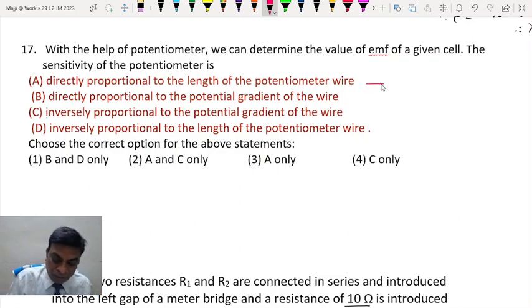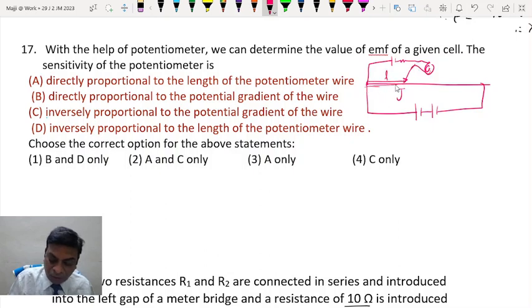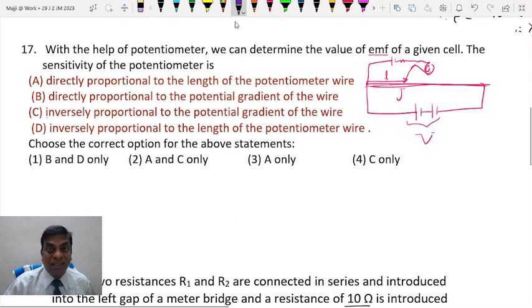So here, in a potentiometer, as you know, we go on touching the jockey at different points of the potentiometer wire, and whatever thing is being balanced there, we measure the balancing length. So if the potentiometer wire is long, then the potential difference will be spread over a longer length, and it will be easier for us to find the balancing length. That is, you have more chances to find the correct balancing length if you have a longer length. So sensitivity is high if the length of the potentiometer wire is large. So we can say the first is correct.